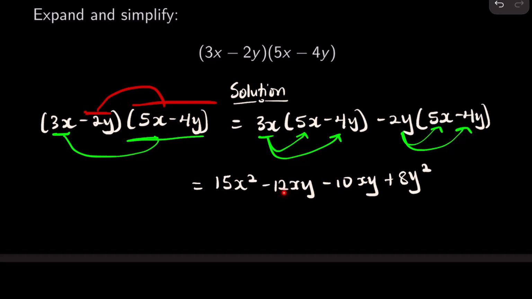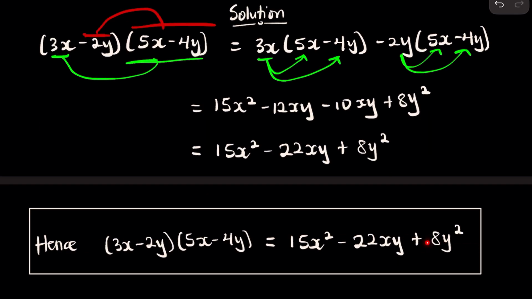And so here we have these two terms to be like terms, so we can subtract or add them. So here we have minus 12 minus 10, so that'll be minus 22. So our result will be equal to 15x squared minus 22xy plus 8y squared. Hence our result is given below.